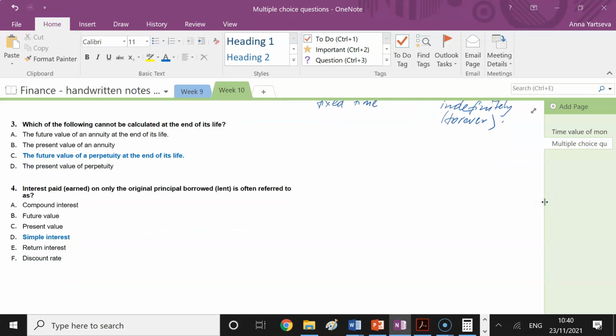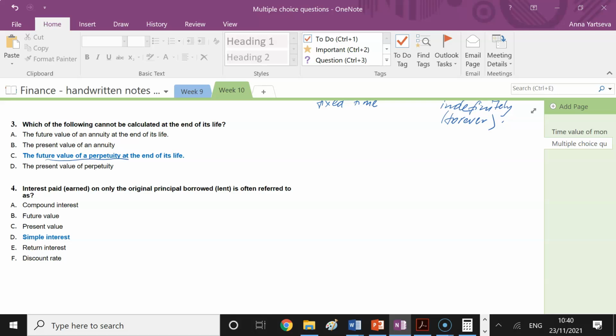Which of the following cannot be calculated at the end of its life? The future value of a perpetuity. This cannot be calculated because this is a series of payments which continue indefinitely. It will never end. That is why theoretically it will keep accumulating.